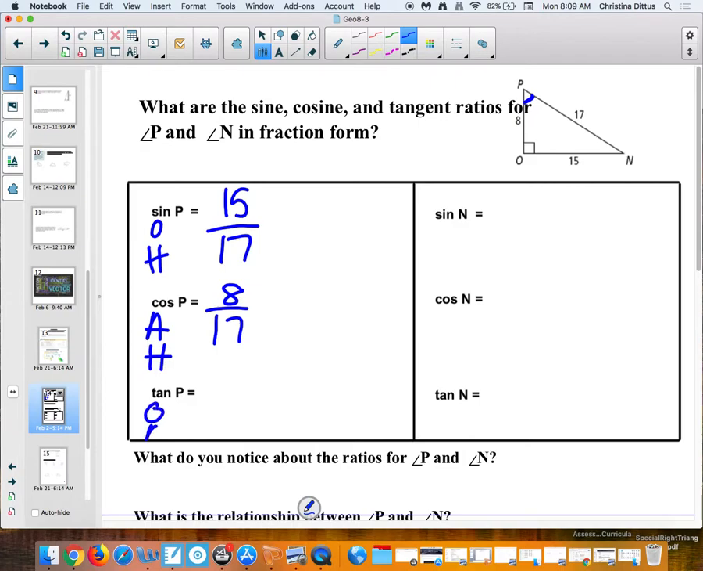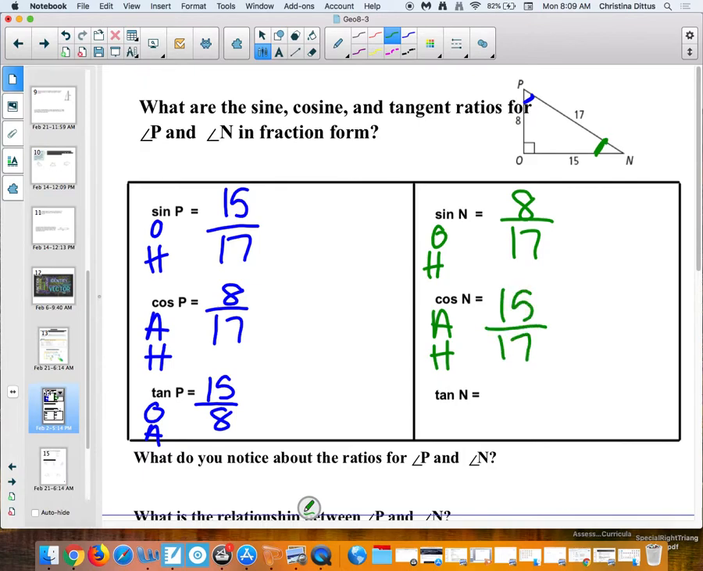Tan is TOA. Opposite P again was 15. Adjacent is 8. Can I simplify that one? No. Okay, if I look from angle N's perspective, sine is opposite over hypotenuse. What's opposite N? 8. And my hypotenuse is still 17. Cosine is adjacent to N, 15, hypotenuse still 17. And tan is TOA: opposite N is 8, and adjacent is 15.